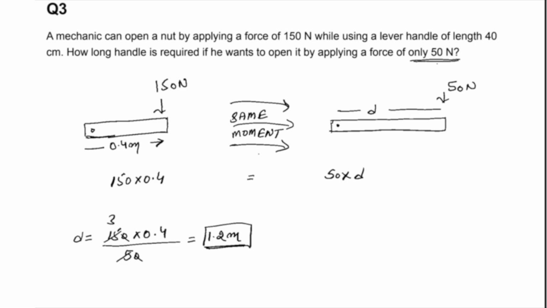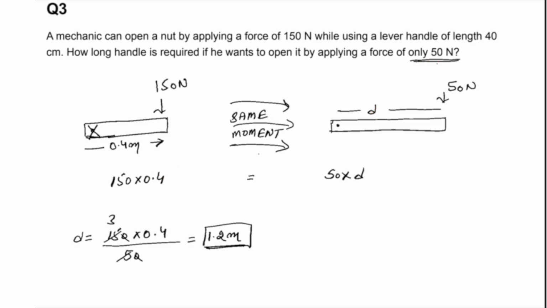Let's see. So this is the pivot. It's pivoted here, so 0.4 meter, and this is the 150 Newton. I have imagined this is the force we were applying. So we can get the same moment by 50 Newton, but we have to calculate what will be the distance. That's the question. So the moments should be equal, right?